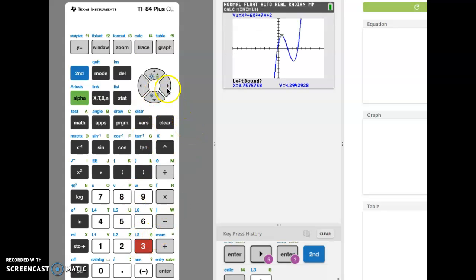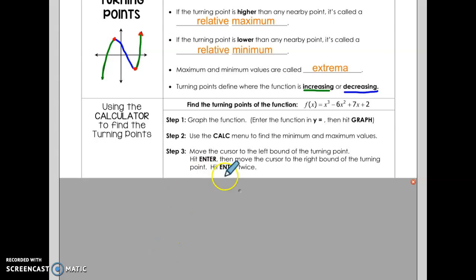Okay, now I just selected minimum. I went second trace and I selected option 3, which is the minimum. So I want to find a point to the left of the minimum, and I'm going to hit enter. Then I find a point to the right and I hit enter. And then I'm going to hit enter again when it asks me for a guess. Okay, and I'm going to call this point 3.29, negative 4.30. Okay, so we're going to head back to the other screen and get those in.